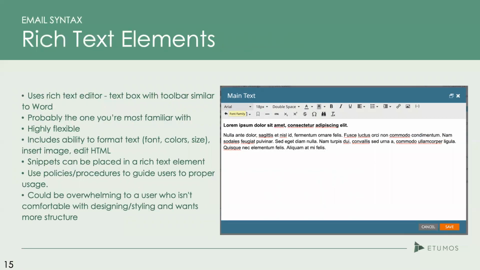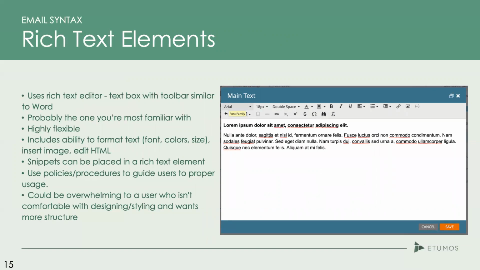Rich text elements allow the user to edit content using the rich text editor, a WYSIWYG, or what you see is what you get interface. It's this pop-up window with a toolbar similar to Word or other document editing software. It's probably the most familiar to users. It's highly flexible due to the buttons in the toolbar, which enable everything from changing the font formatting to inserting images and even editing HTML code.